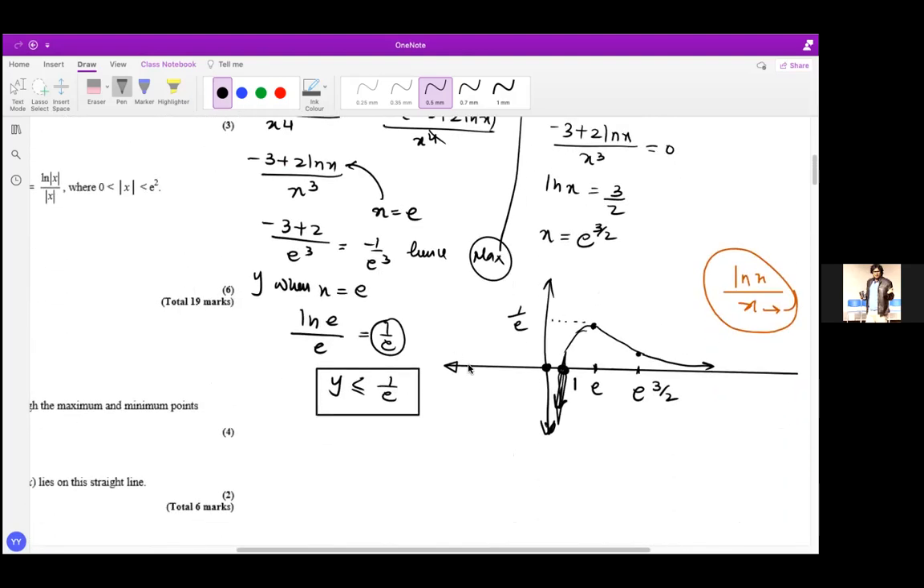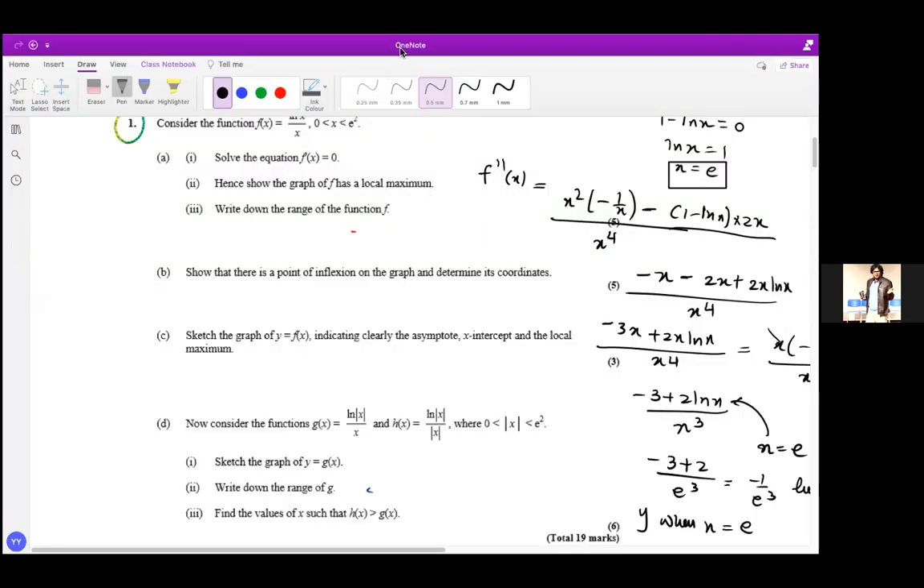Since we just found all the information, we got 1 comma e as the maximum, and e to the power 3 by 2 is the point of inflection. You can clearly see that before the point of inflection the graph was concave down, and after that it becomes concave up and approaches the x-axis. So this is the meaning of the non-stationary point of inflection. This is the graphing part, and let's move to the next part now.